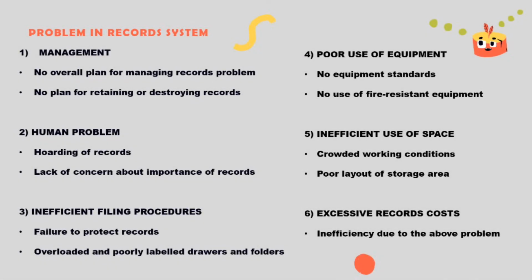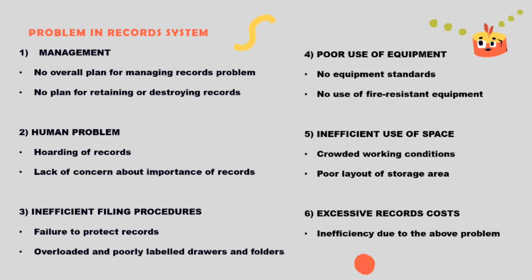Now, I will cover the problems in the record system. Number 1, management. No overall plan for managing records. No plan for retaining or destroying records. Number 2, human problem. Hoarding of records. Lack of concern about the importance of records. Number 3, inefficient filing procedures. Failure to protect records. Overloaded and poorly labeled drawers and folders.